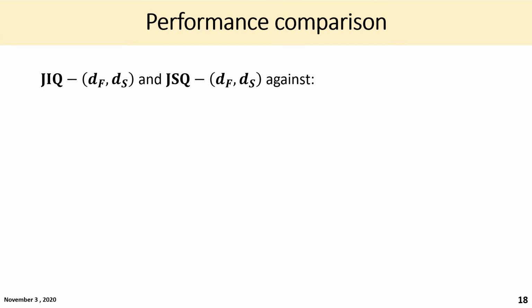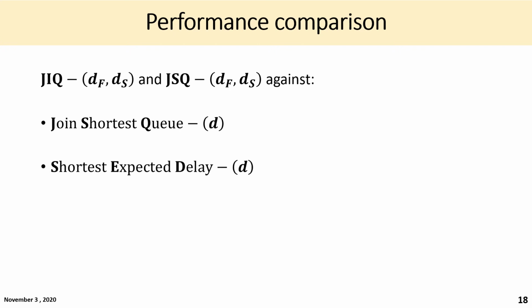In our paper, we compare the performance of the proposed policies against the following policies in literature. Join the shortest queue d. Here we randomly query d servers and send the job to the server with the shortest queue. Shortest expected delay d, where we randomly query d servers and send the job to the server with the shortest expected delay.